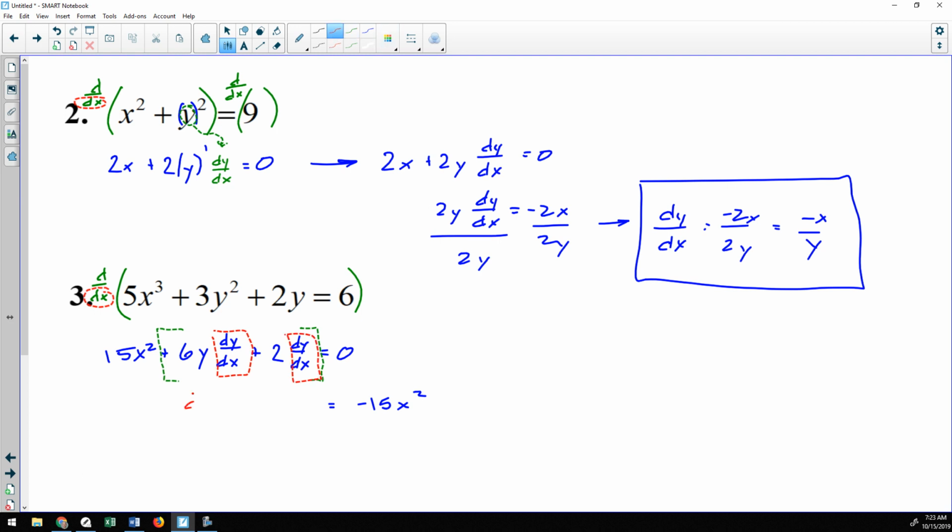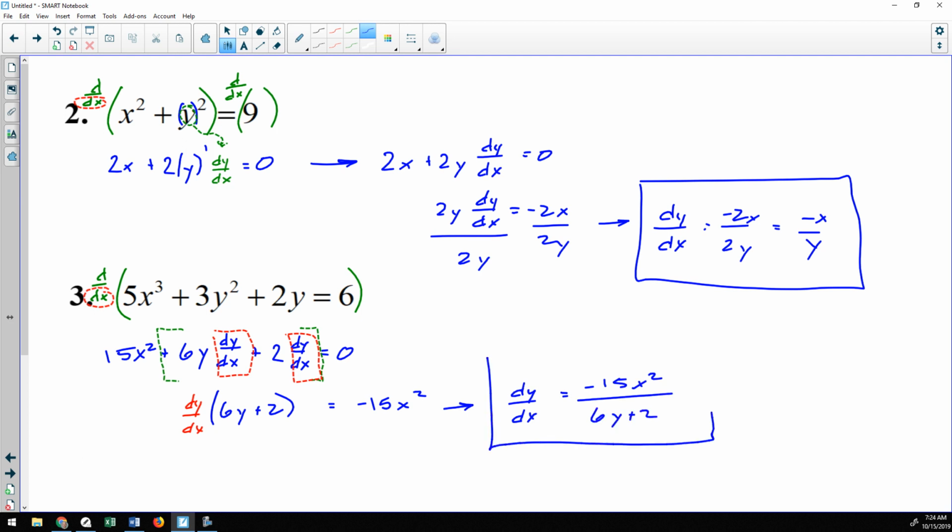So we would have dy/dx times the quantity 6y plus 2 is equal to negative 15x squared. And then if you can get that factoring step out of the way, then we will obviously divide by the 6y plus 2, and we end up with a derivative of negative 15x squared over 6y plus 2. And there is dy/dx.